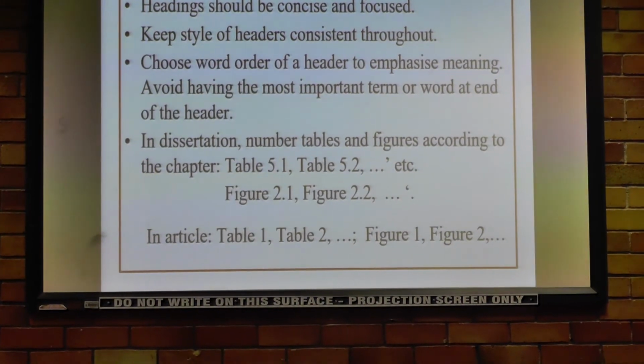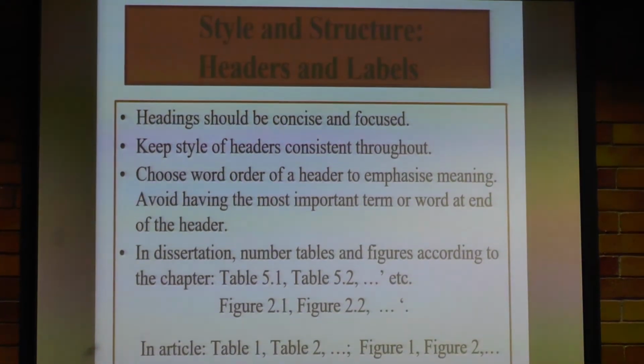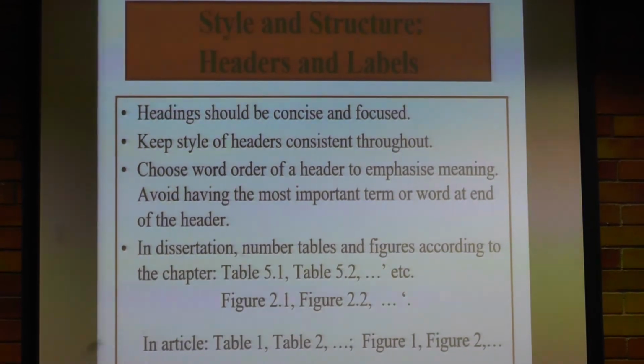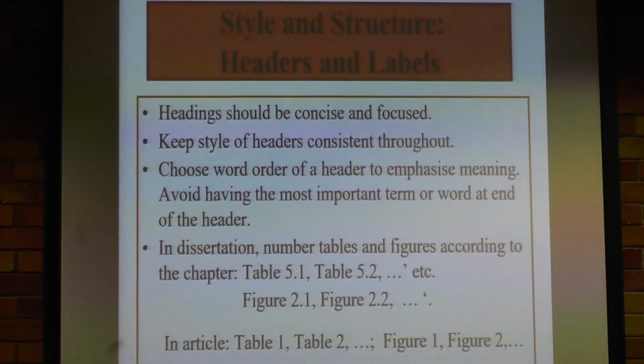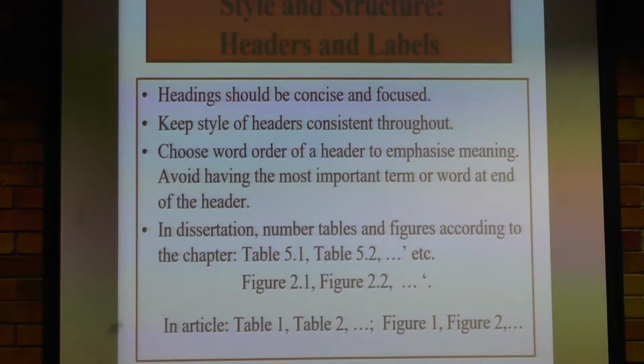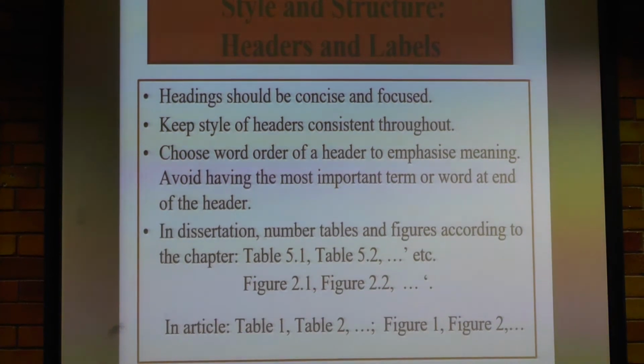Headings must be concise and focused. Sometimes some journals actually have a limit on the number of words in a heading, which can be quite challenging. And I'm not just talking about your heading of the whole journal article, but actually your subheadings as they go through. But it's in your own interest to make them concise and focused. It doesn't have to tell a story, that's coming underneath. So keep them neat and easy to understand.